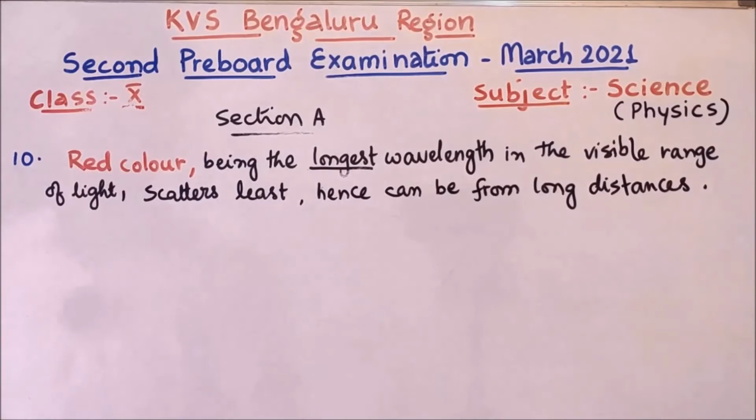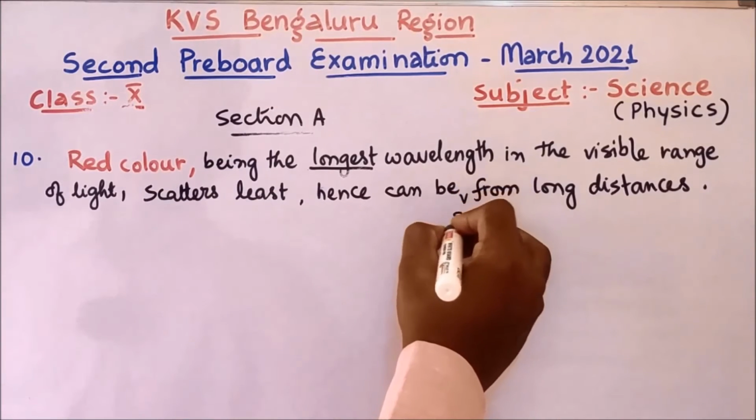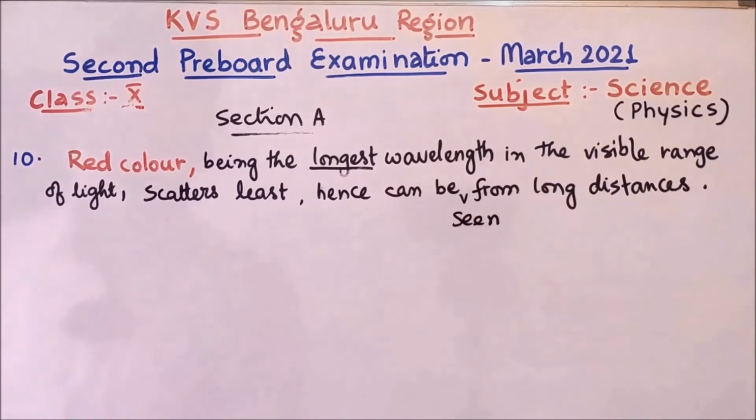The person should understand from a long distance that danger is ahead. That means the information should reach him. So how is that possible? In the given visible range of light, red having the longest wavelength, scatters least. Hence the light reaches longer distances and you can see it from long distances and you can be alert. So that is the answer for this question. That's a good question, by the way. So let's see the next question.